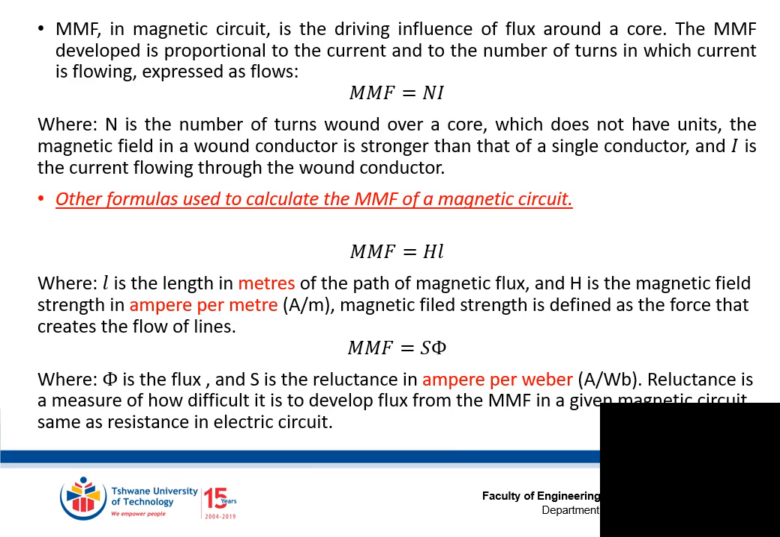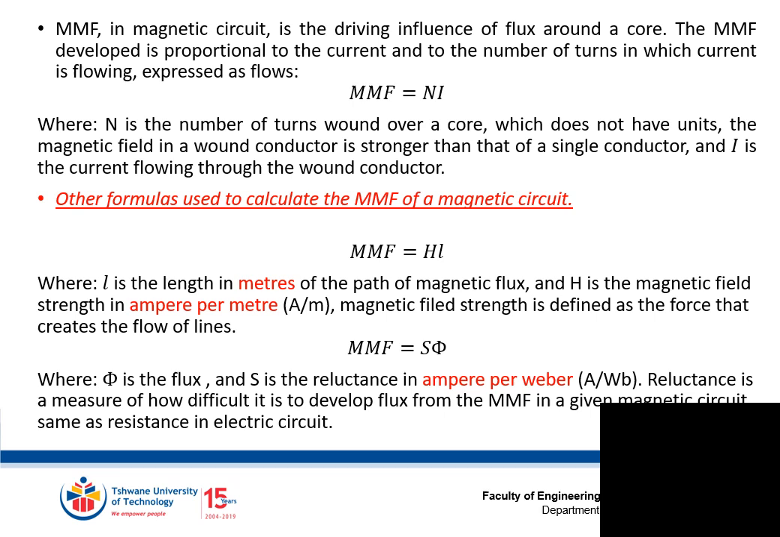MMF in a magnetic circuit is the driving influence of flux around the core. The MMF developed is proportional to the current and the number of turns in which the current is flowing, expressed as follows: MMF equals N i, where N is the number of turns wound over a core, which does not have units. The magnetic field in a wound conductor is stronger than that of a single conductor. I is the current flowing through the wound conductor.